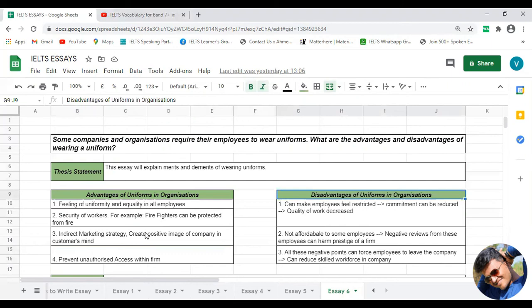We have already discussed advantages of wearing a uniform within the organization. Now it's time to discuss disadvantages of wearing a uniform, or disadvantages of making wearing a uniform compulsory within the organization, in our body paragraph number two. So without wasting any time, let's discuss body paragraph number two.